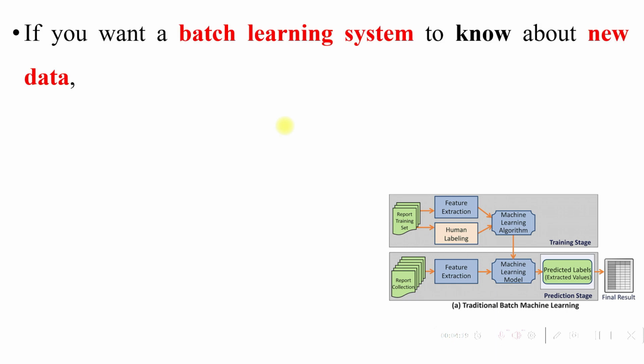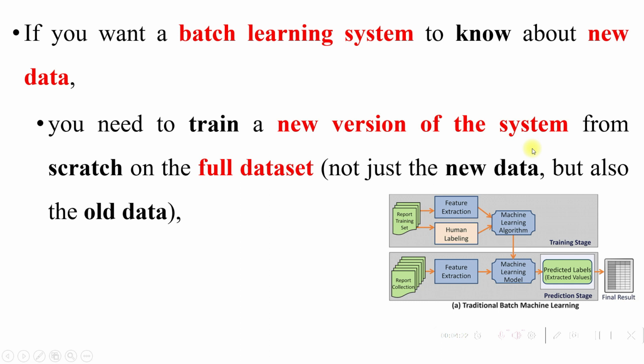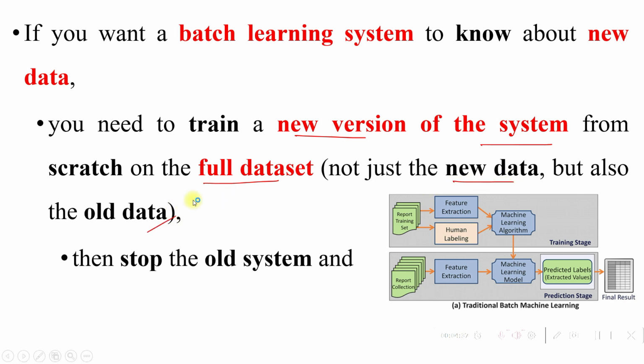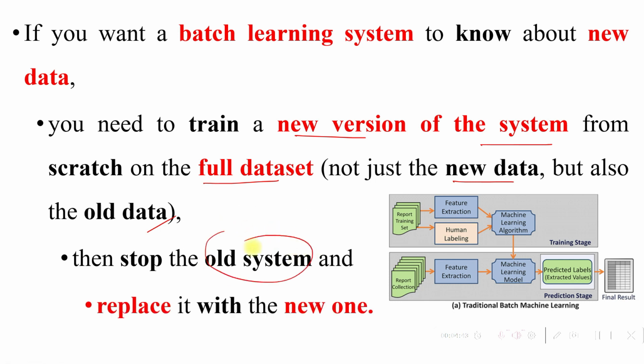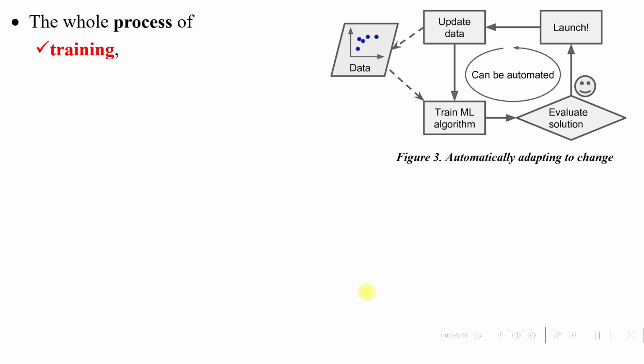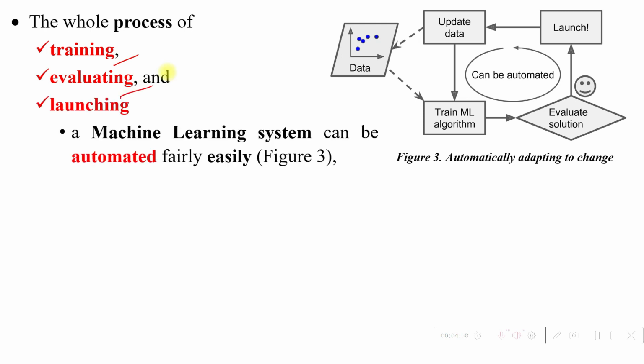So if you want a batch learning system to know about new data, you need to train a new version of the system from scratch on the full data set, not just the new data but also the old data. Then stop the old system and replace it with the new system. The whole process of training, evaluation and launching of a machine learning system can be automated easily.